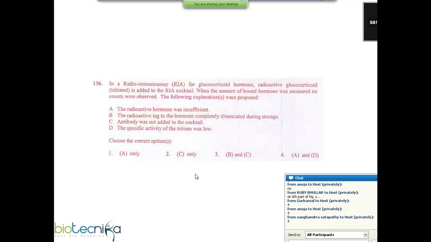This is a real scientist analysis question. What is the question all about? You performed RIA, that means you must have labeled your antigen first, then added your antibody, and after that added the sample. At the end of the day, you are not able to see any signal. What explanation can you give for this?